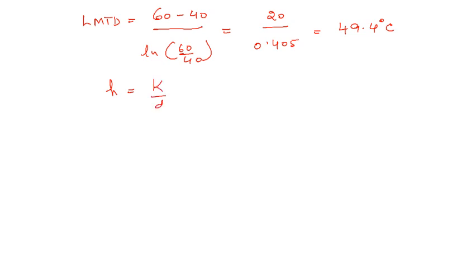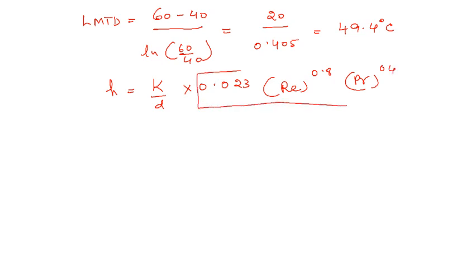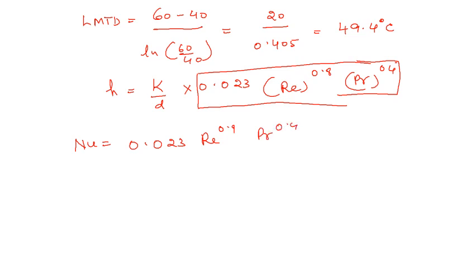To find out the average heat transfer coefficient H value, I can use the relation K by D into 0.023 Reynolds to the power 0.8 and Prandtl to the power 0.4. This is actually our correlation for the Nusselt number. For internal flow, Nusselt number is equal to 0.023 Reynolds to the power 0.8 and Prandtl to the power 0.4, and we know that Nusselt number is equal to HD by K. So reshuffling that way, we got this correlation. I hope it is clear.